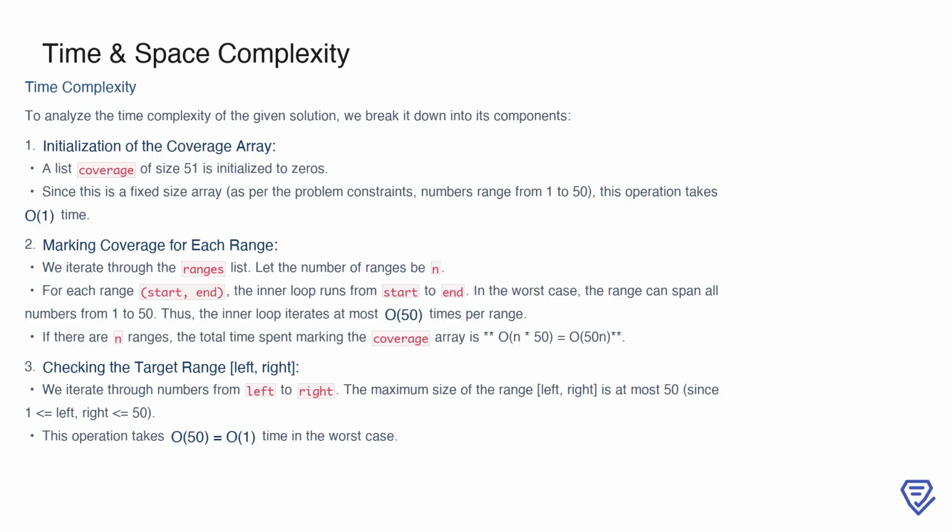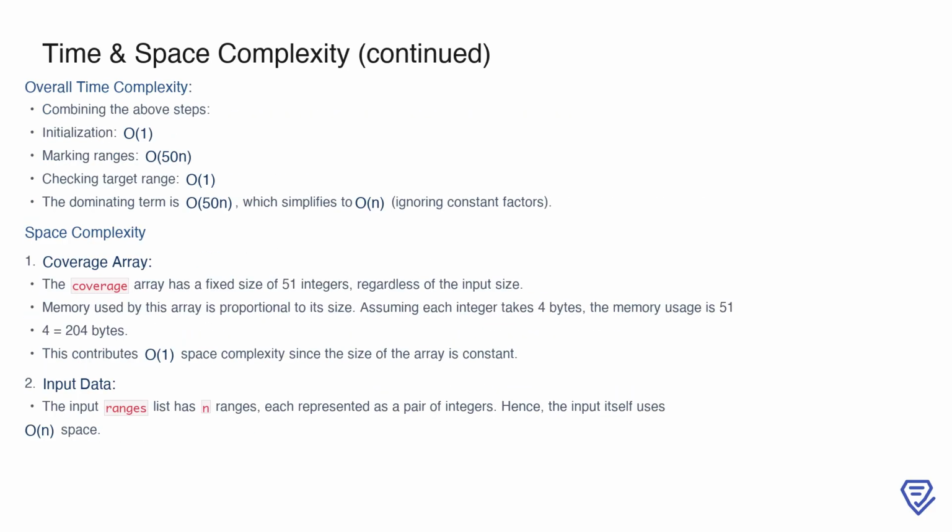By combining these steps, we can analyze the overall time complexity. Now, putting all these pieces together, the total time complexity is the sum of the initialization, range marking, and target range checking. Initialization takes O(1), marking ranges takes O(50n), and checking the target range takes O(1). The dominating term here is O(50n), which simplifies to O(n) by ignoring constant factors.